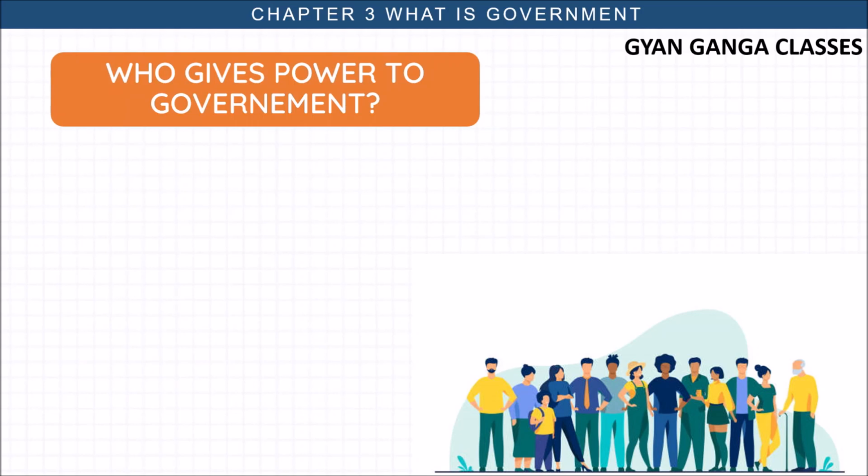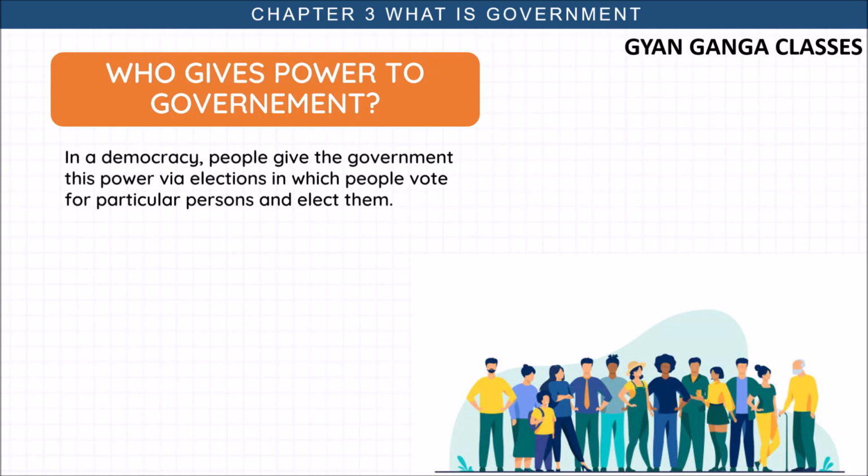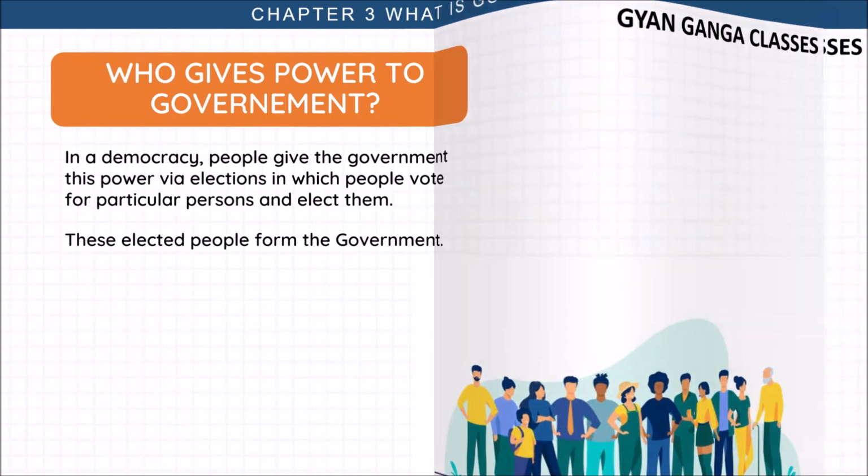Now, who gives this power to the government to rule? Who chooses that this government has to rule? In a democracy, people give the government this power by holding elections, in which people vote for a particular person and elect them. Who gives power to the government? In a democracy, the government is given power by the people, because by holding elections, people choose or vote for a particular person and elect them as their representative to form the government. These elected people form the government.